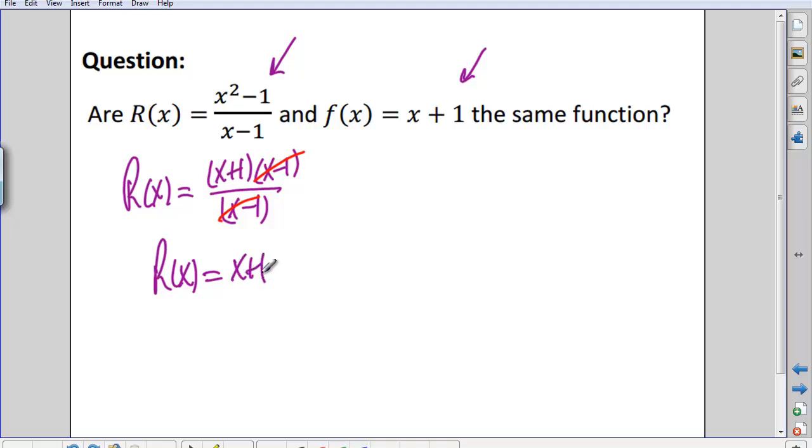So does that mean these two are the same? We can reduce that fraction down to x plus 1, so those must be the same, right? The answer is they're not actually the same, so no. The reason being is the domains are not the same. They have two different domains. For this function right here, x can't be 1. For this function, x can be 1.